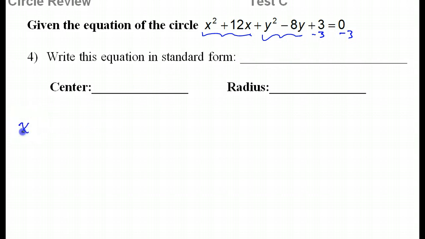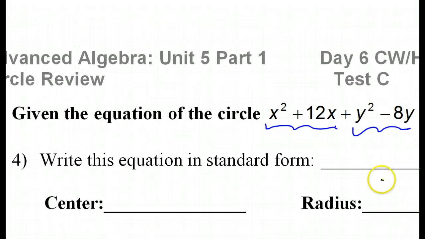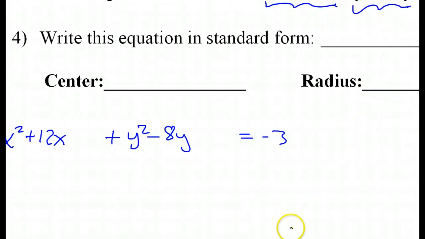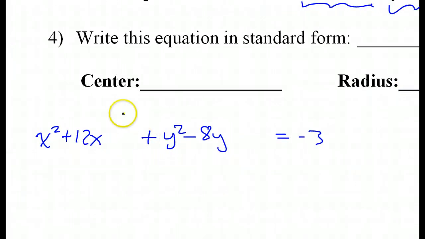So I'm going to have x squared plus 12x, leave a gap, and then plus y squared minus 8y, leave a gap, is equal to negative 3. Okay, and then we ask ourselves, well, what's the magic number that completes the square? And that's half of the middle, squared. So half of this is 6. Square it, that's 36. Please make sure you add it to the other side of the equation too.